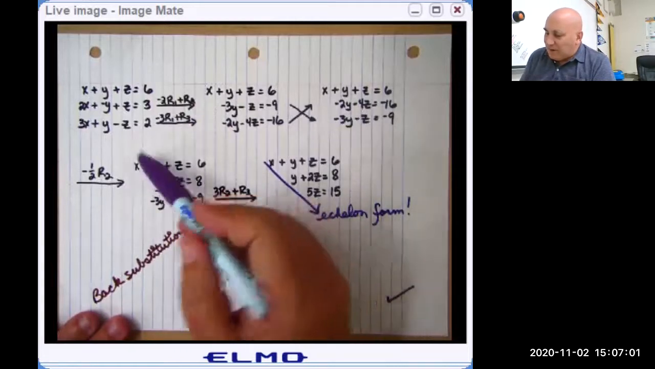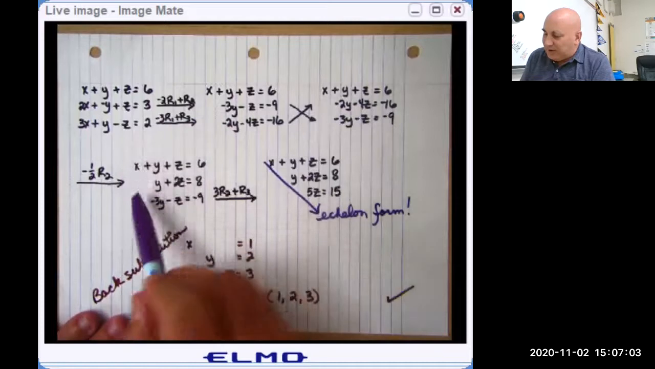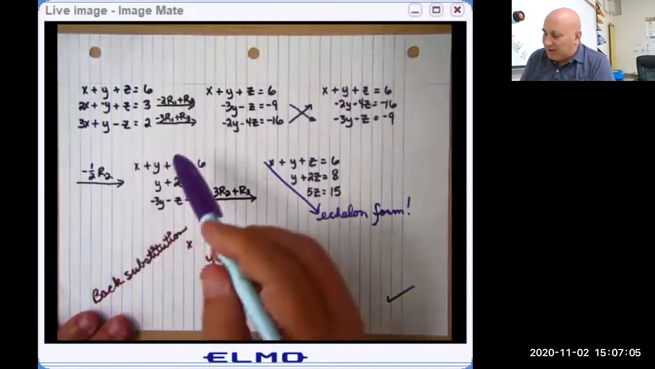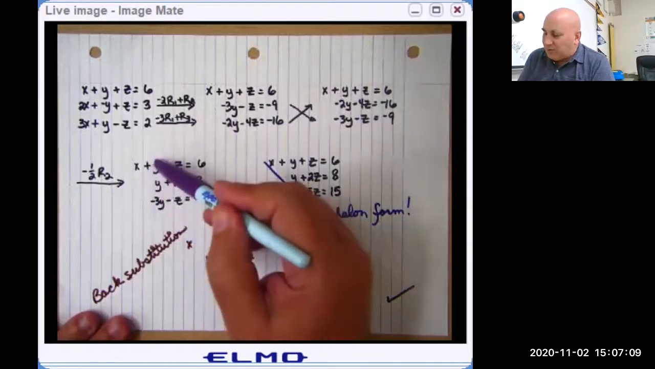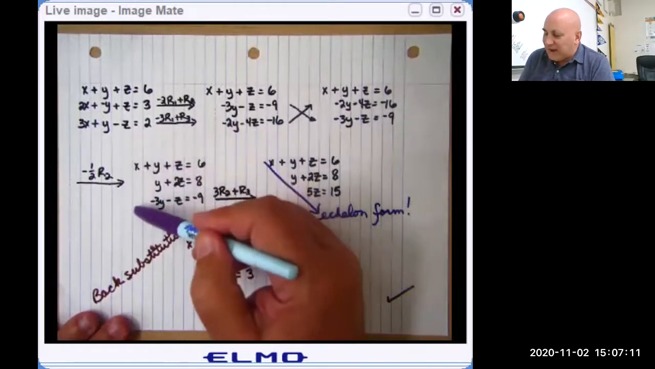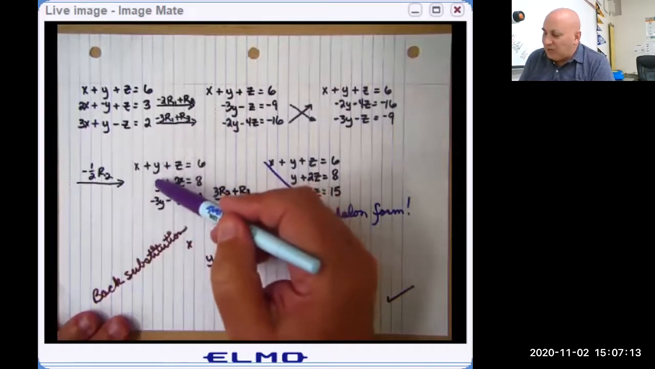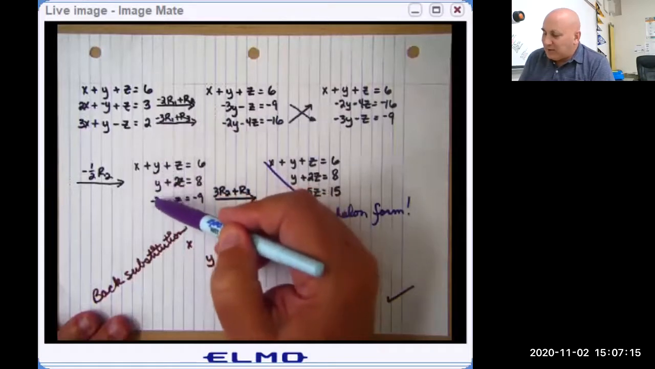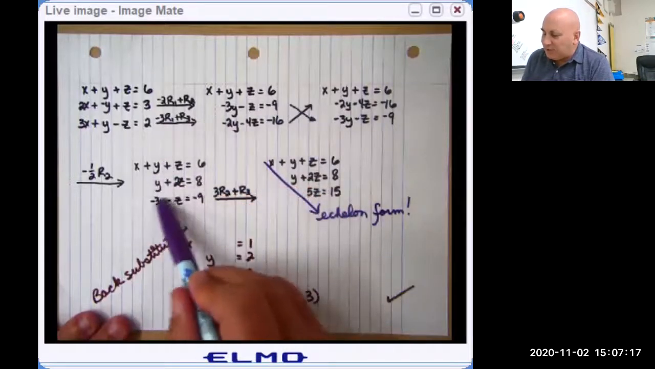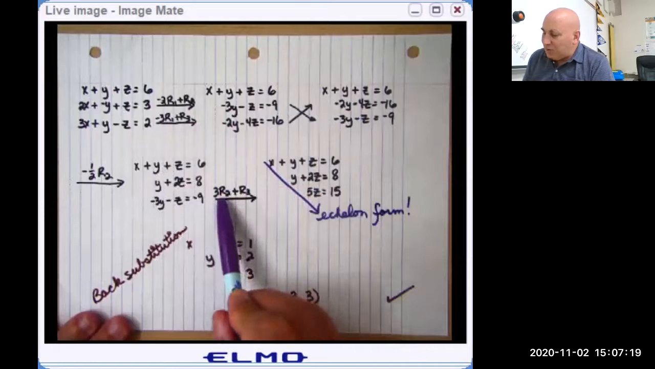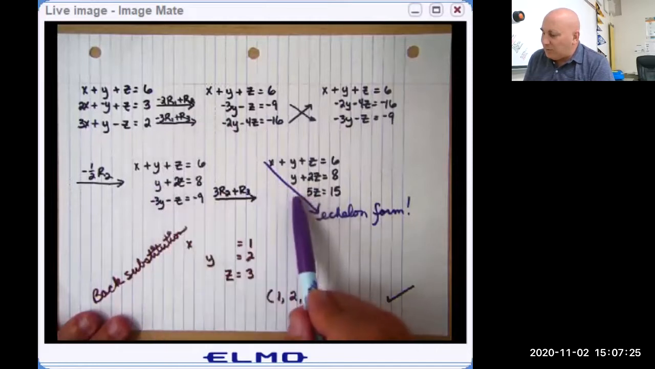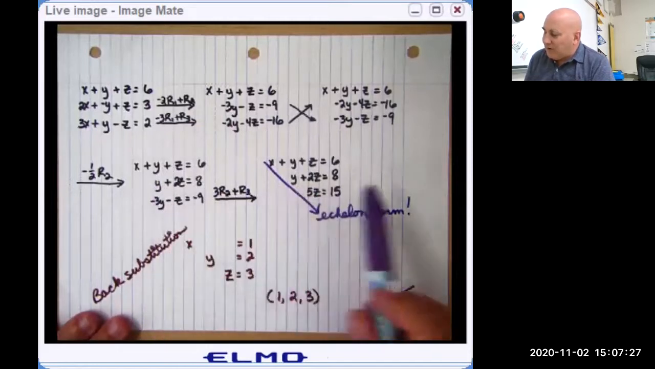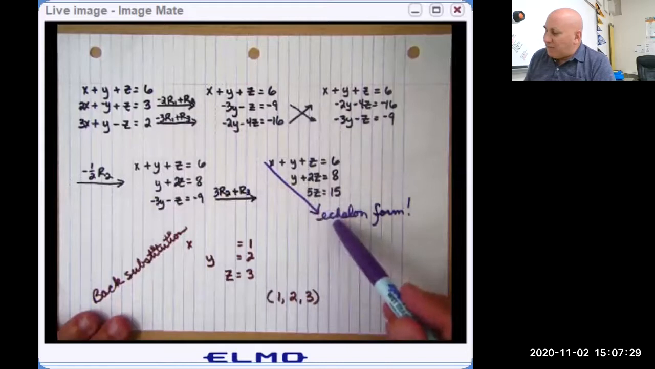Now I used this one up here to get rid of what was below it. Now I'm going to use this one right here. Don't use this one, because that would introduce an x again. Now we're going to use this one to get rid of this term by going 3 row 2, so that'd give me a 3y, plus row 3. 3y plus negative 3y, there's no y term. Now I'm in echelon form.